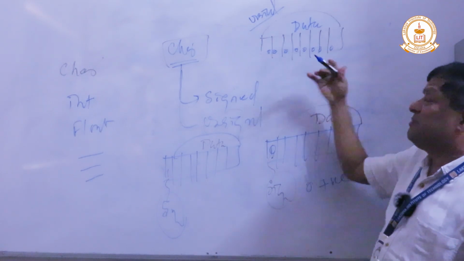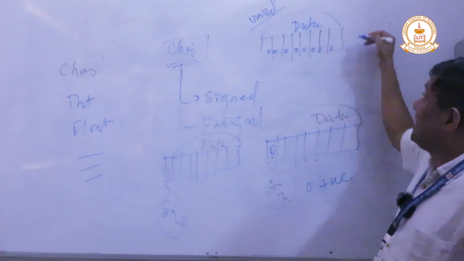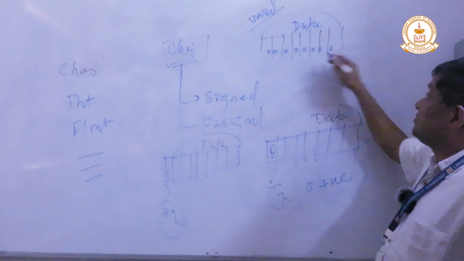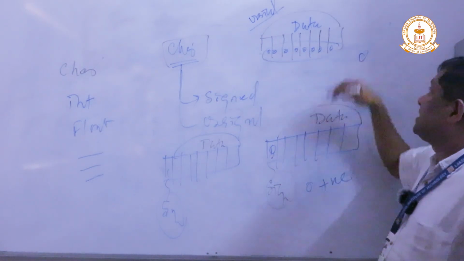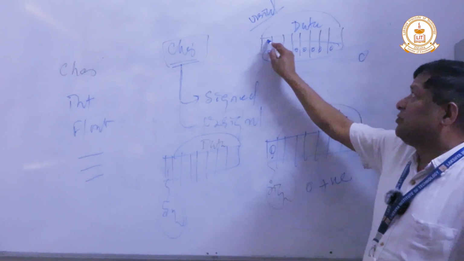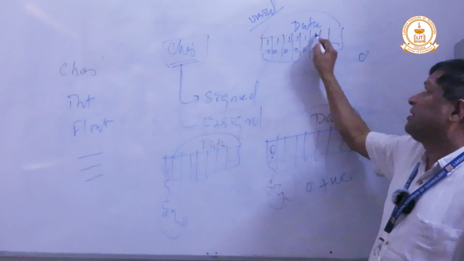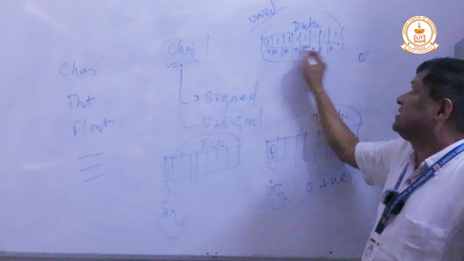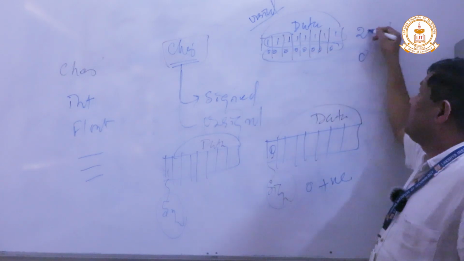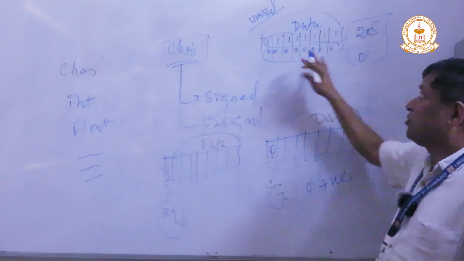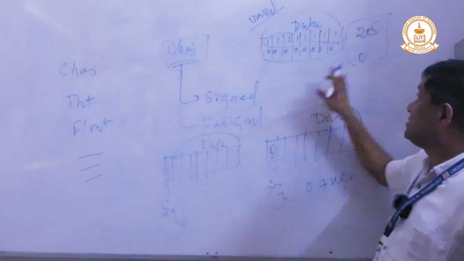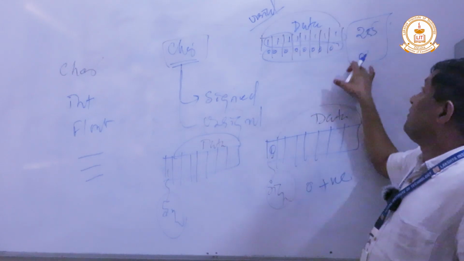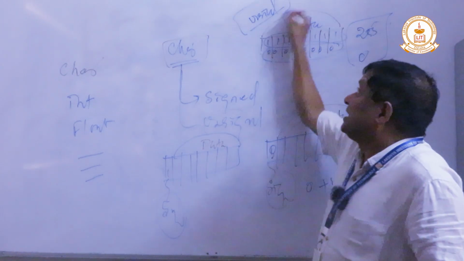Okay, tell me, if all the data bits are 0, that is the minimum data it can hold. What is the minimum data? The minimum decimal value is 0. If all 8 bits are 1, the maximum decimal value is 255. You know how to convert binary to decimal. So this is the minimum and maximum range of unsigned character.